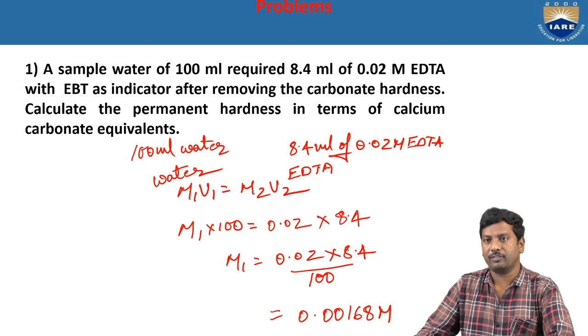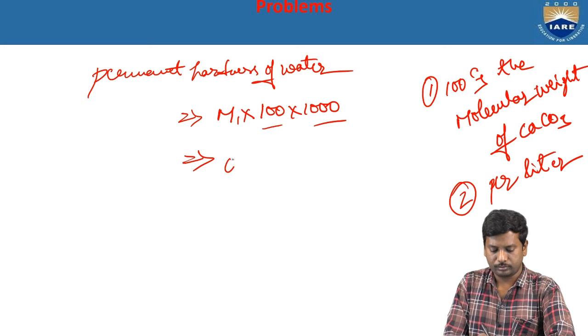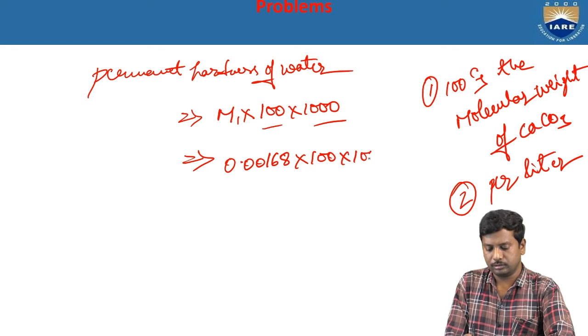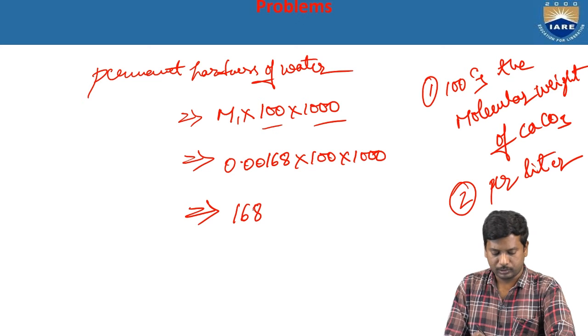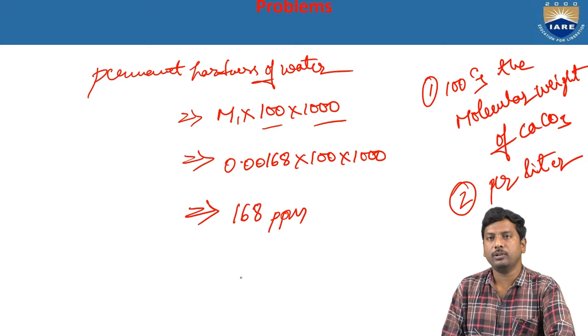Now we see the M1 value 0.00168 into 100 into 1000. Finally, we got the hardness value nearby 168 ppm. Okay, so this is the solution for model problem 1.